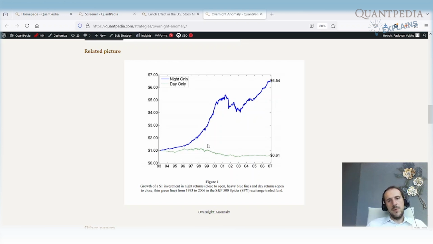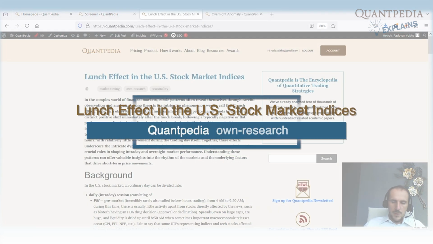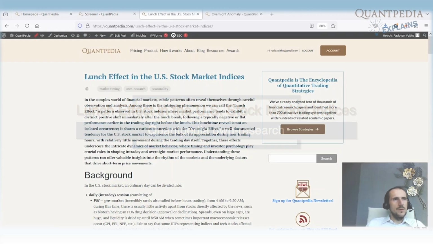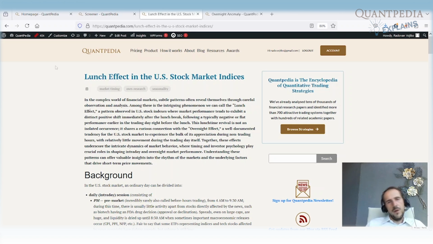That's the overnight effect. This chart is until 2007, but there are longer charts until 2024. What we try to explore is that we know that in the night there is a significant drift in the prices, but what happens over the day? On average, the daily performance is close to zero, but how does it look over the individual hours of the day? What we found out is an effect that we can call the lunch effect.